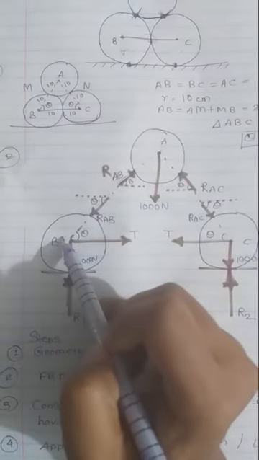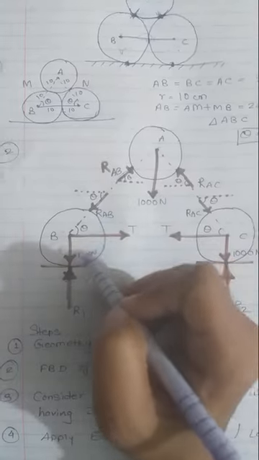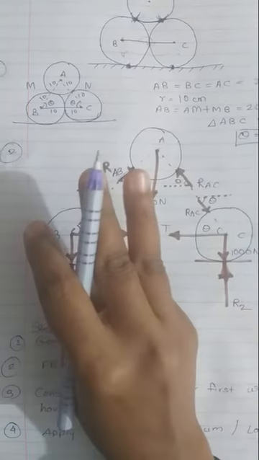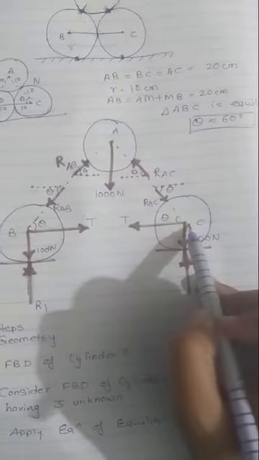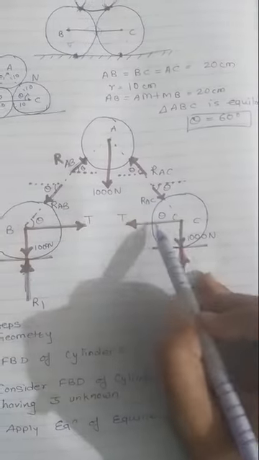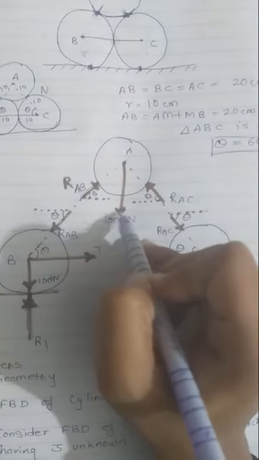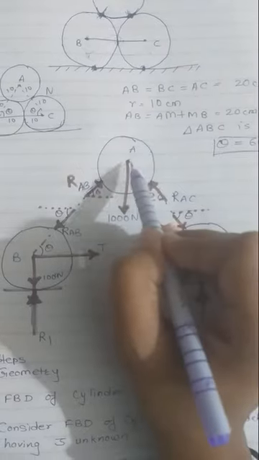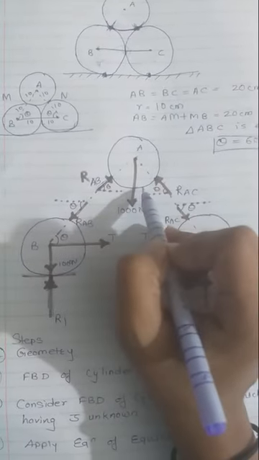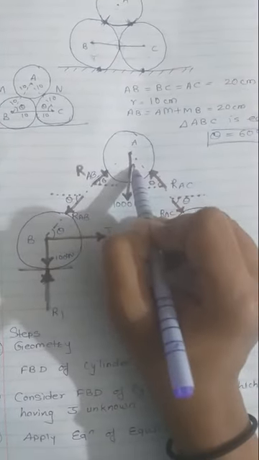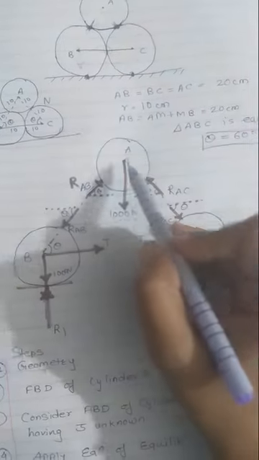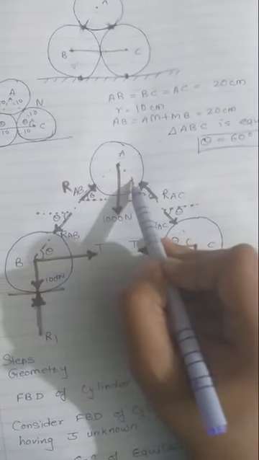If I consider B first, it has 1, 2, 3, 4 reactions, and we have only 3 equations. Then if I consider C first, again it is 1, 2, 3, 4 reactions. Bad idea. So if I consider sphere A first, it has 1, 2 and 3 reactions. That means I can do something with this sphere first if it is possible. So I'll go ahead with the cylinder A first.